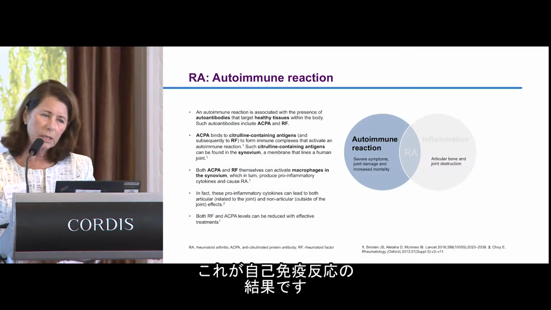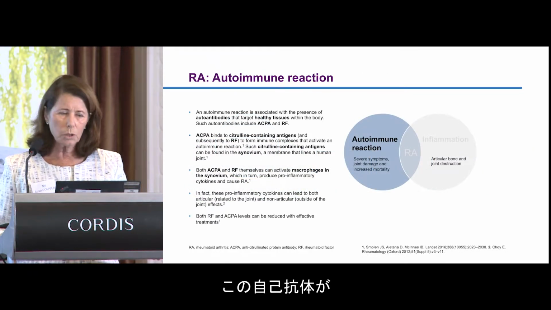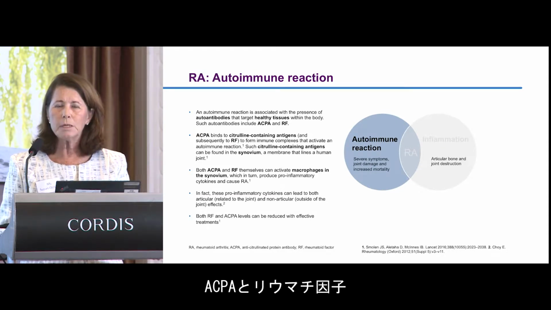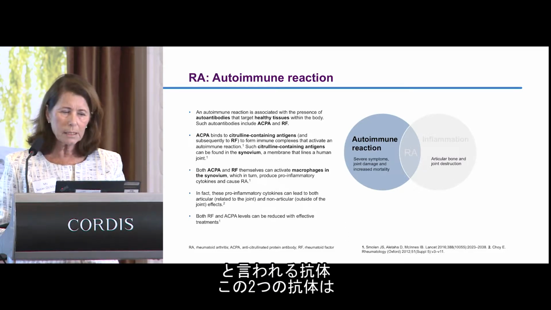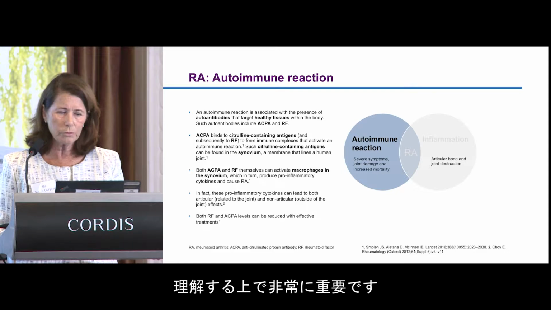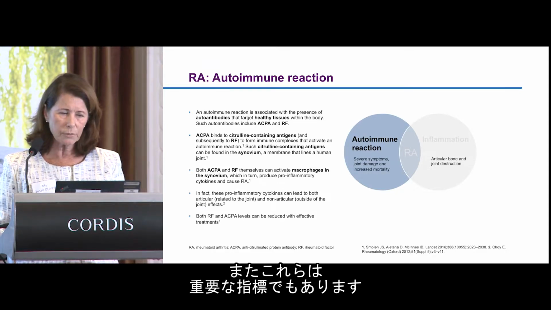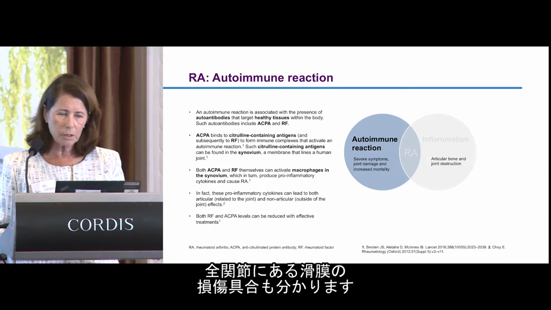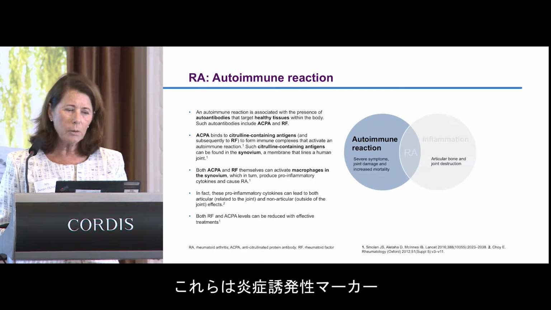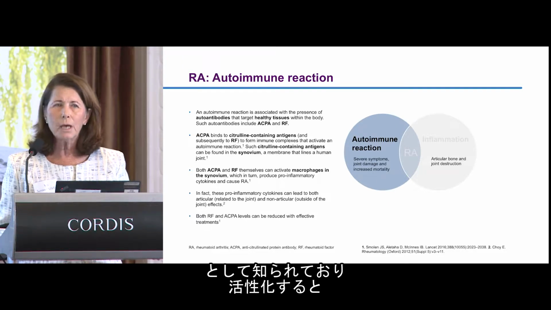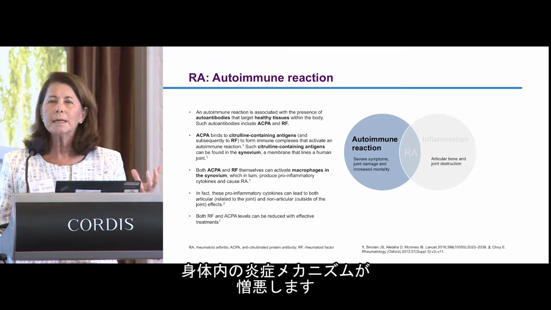So this is a result of the autoimmune reaction, and we know that these autoantibodies will attack the healthy tissues within the body. These antibodies we know as ACPA and rheumatoid factor, and these two measures are very important in understanding autoimmune disease with rheumatoid arthritis. They are important indicators that show the level of disease and damage in the synovium that lines all the joints. And we know that these are pro-inflammatory markers, and as a result of getting active, they increase the inflammatory mechanism in the body.